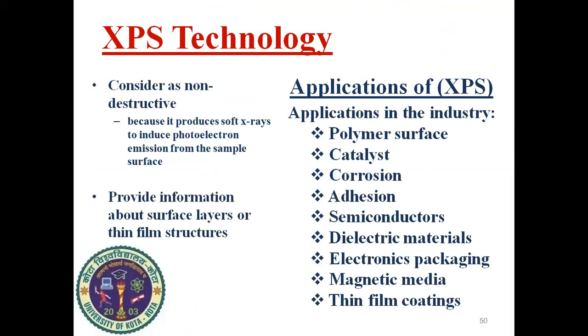What are the applications of XPS? Applications in the industry. It is also useful in polymer surfaces, catalysts, where we have performed the application, corrosion, adhesion, semiconductor industries, dielectric materials, electronic packaging, magnetic media, thin film coating, etc.